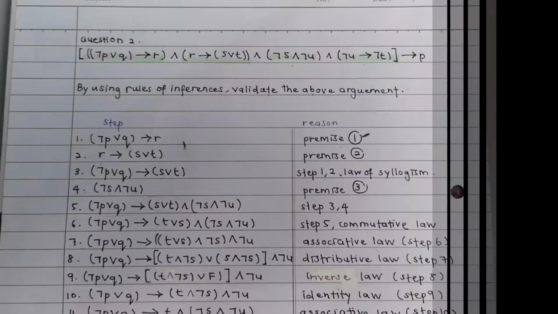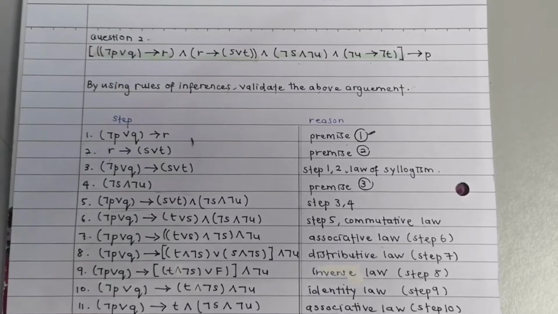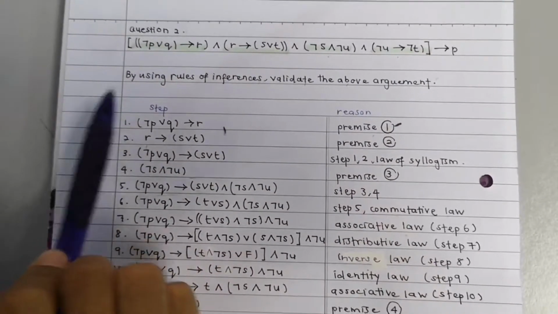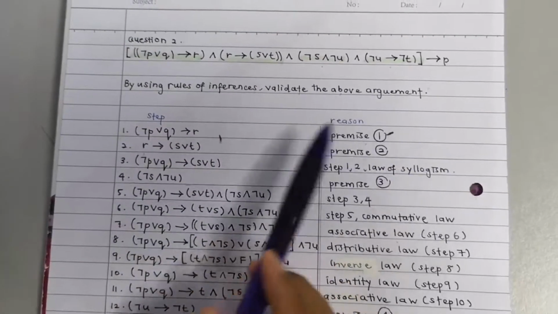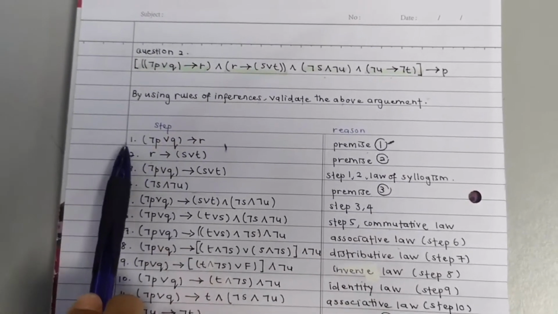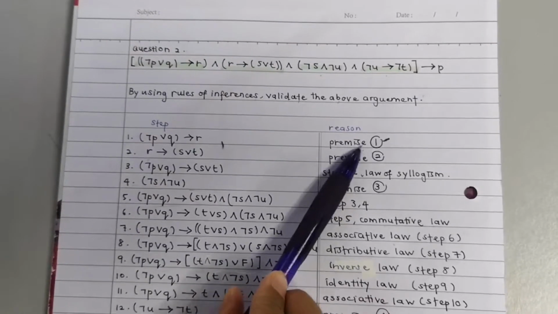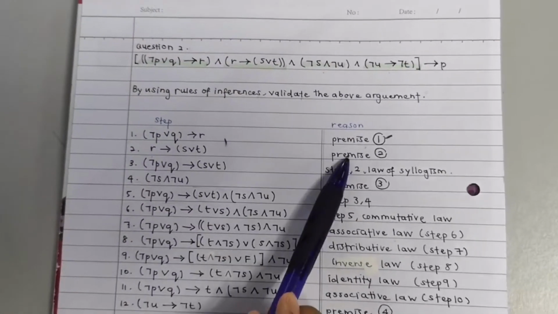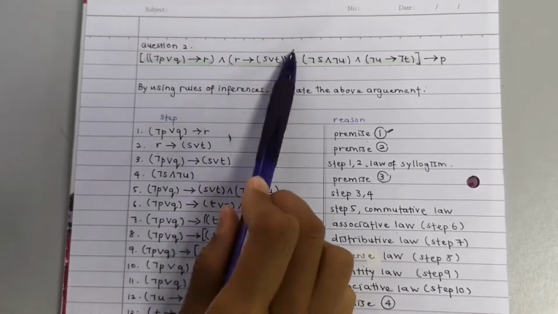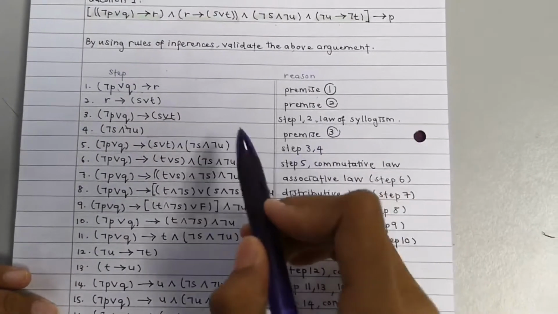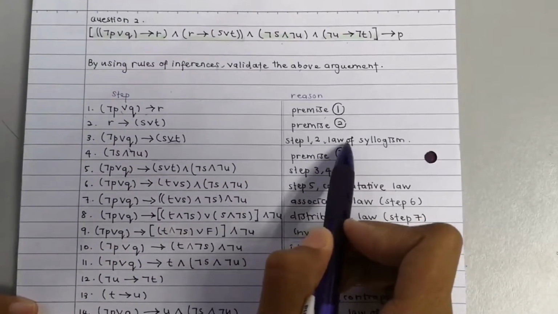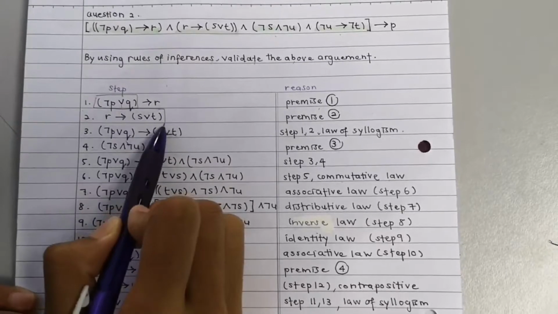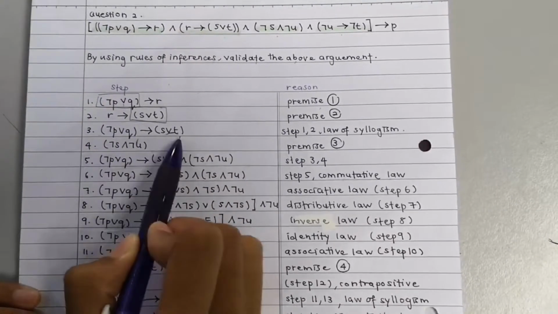Okay, thank you. So let's move to question 2. Given a statement, by using rules of inference, validate the above argument. For step 1, we write premise 1, and for step 2, we write premise 2. Based on steps 1 and 2, we can use the law of syllogism. We can write this and this. So this is a statement.